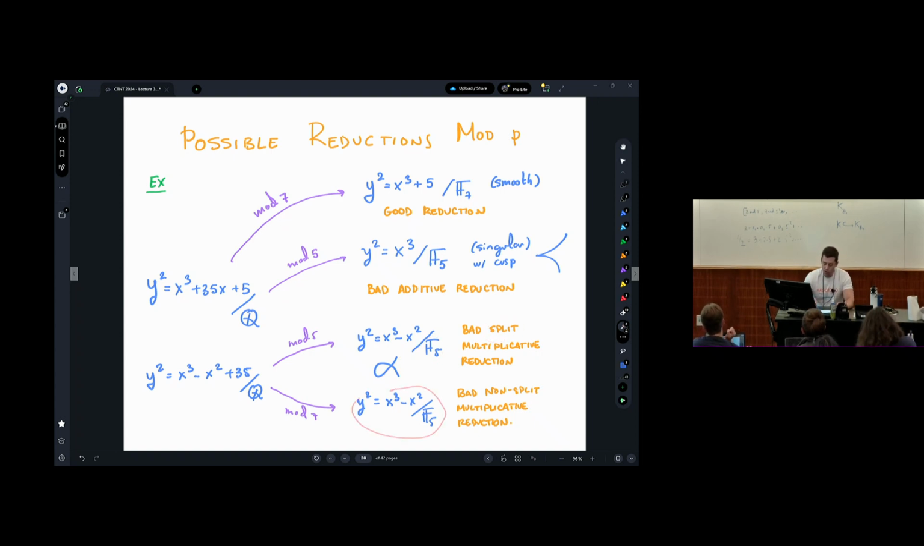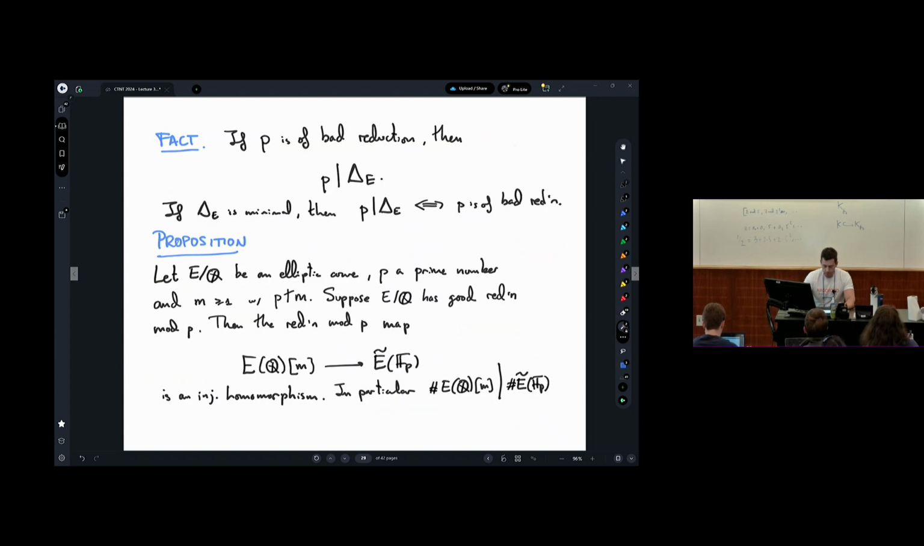And if you do the same thing, but, oh, this is a 7. If you reduce modulo 7, though, the slopes are no longer in the base field, and they are in an extension, and then we say it's a non-split multiplicative reduction. Okay, these terms will come up when I define the L function of the elliptic curve. So keep that in mind.